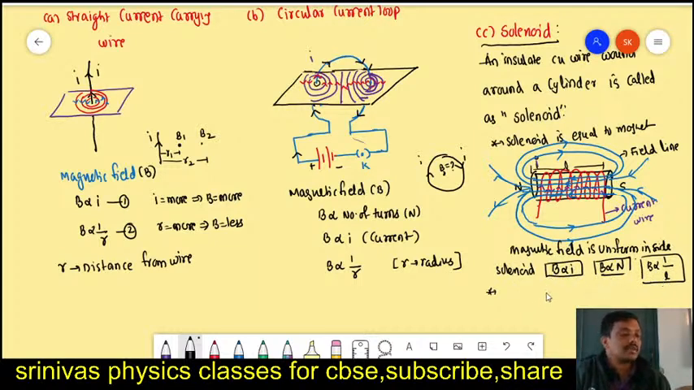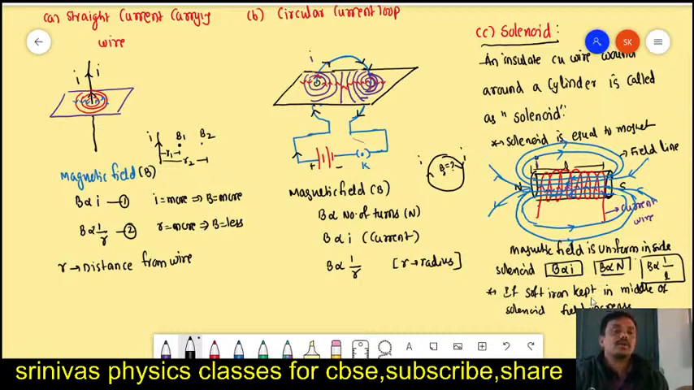In the exam they will ask, if current increases what happens to the field? If current doubles, the field will double. If length doubles, the field becomes half, because inversely proportional means decreases. Directly proportional means it increases by the same amount. And if soft iron is kept in the middle of the solenoid, the field increases.